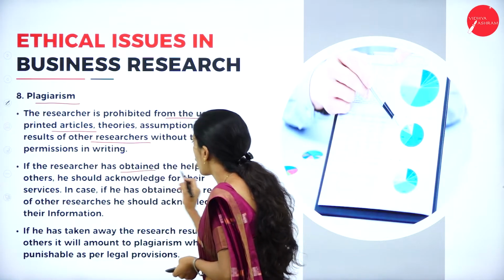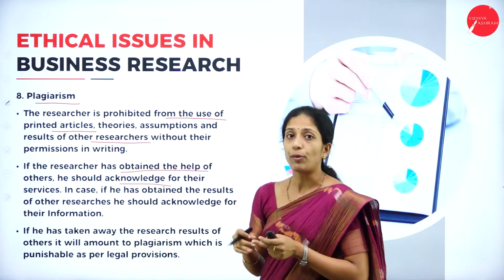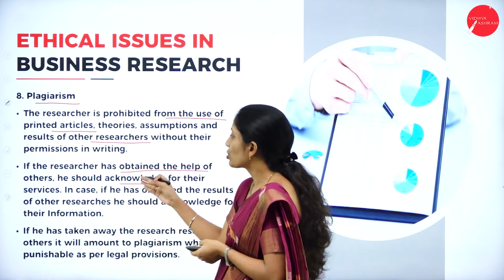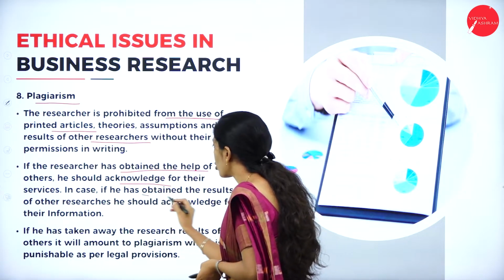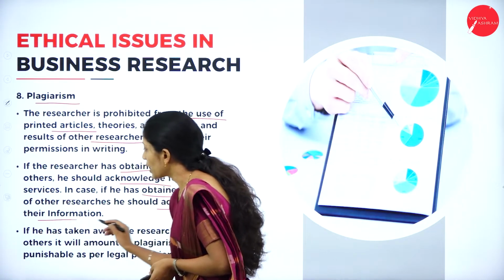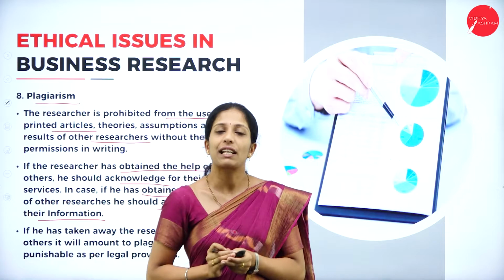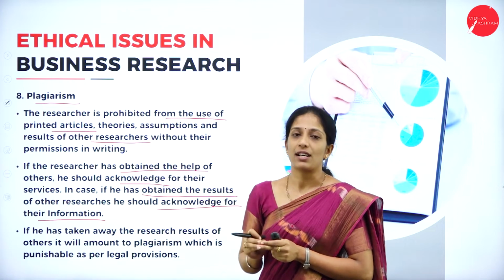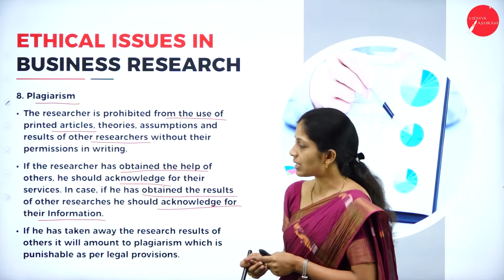If the researcher has obtained the help of others, he should acknowledge their services. Suppose he has taken the help of another researcher or any other person, then he has to give an acknowledgement for the service provided. In case he has obtained the results of another researcher, he should acknowledge their information. So whatever information he has taken from other researchers, he should give proper acknowledgement for that. It means that if he copies from others, it leads to plagiarism, which means he is not following the ethical issues of business research.